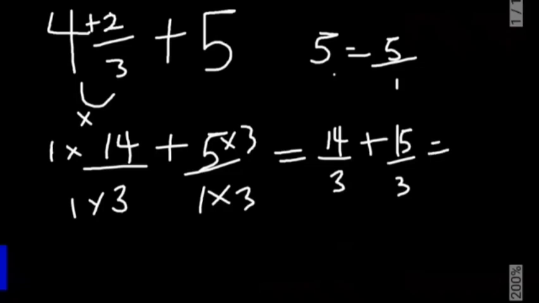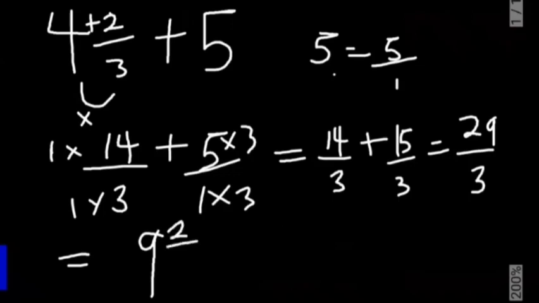Since the denominators are the same, we write 3. 15 plus 14, we have 29 over 3. So this is our answer. We can convert this to a mixed fraction. 29 divided by 3, we have 9. 9 times 3 is 27. So it remains 2 over 3. So either this or this is correct.